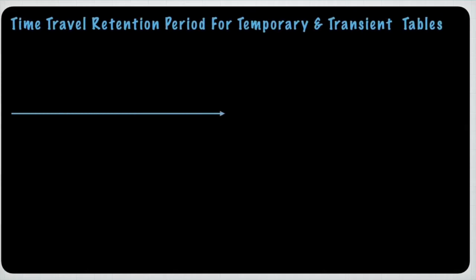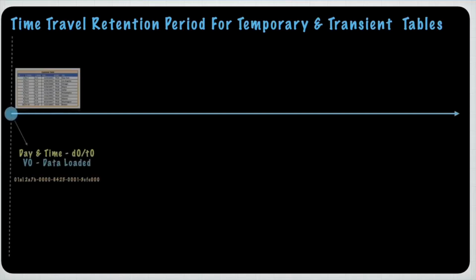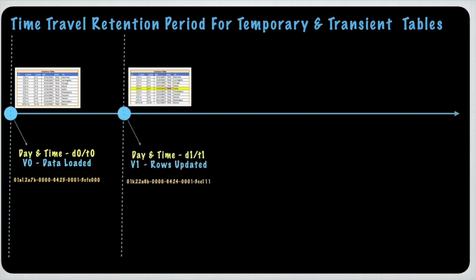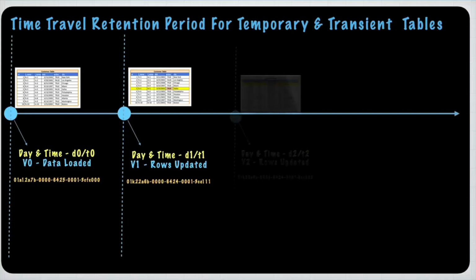When we talk about temporary or transient tables, the time travel behavior is slightly different compared to permanent tables, and we'll try to understand this with an example. Let's say we have a customer table defined as a transient or temporary table. We have covered this concept in the previous section, so please refer to that before going through this video. The table version v0 is loaded via the copy command, then an ETL performs some update operation on day 1 at time t1, and at this point we can access data for the last 24 hours, or we can say the last 1 day.